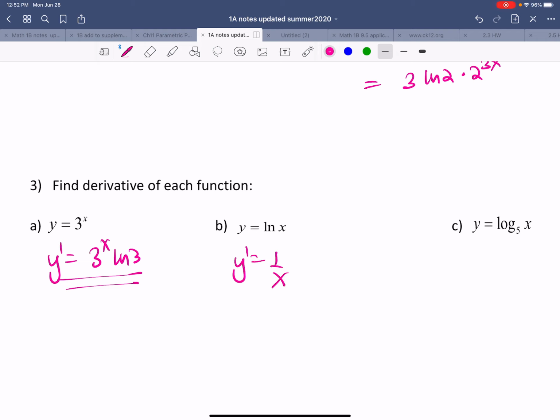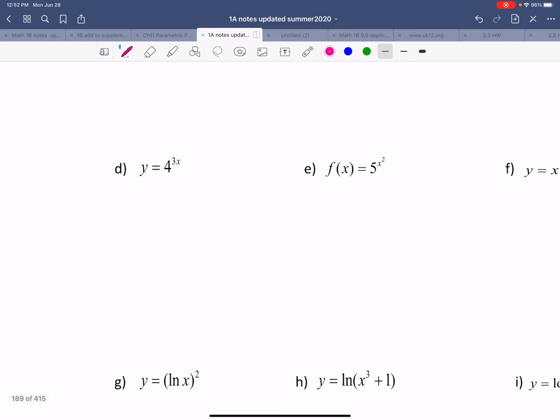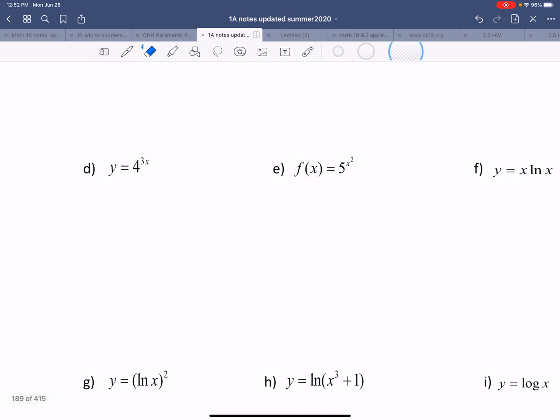y is equal to log base 5 of x. y prime is 1 over x times natural log of 5. If your base is something other than e, we multiply with natural log of that base. y is equal to 4 to the power 3x. y prime is going to be 4 to the power 3x times 3 times natural log of 4.